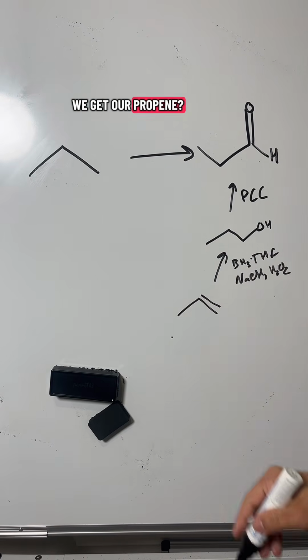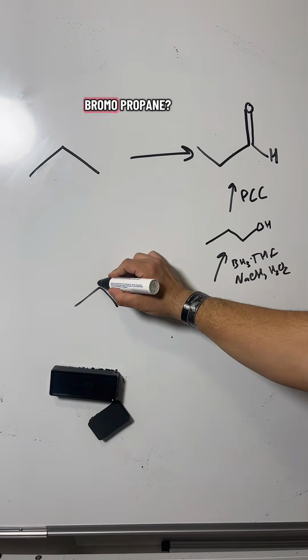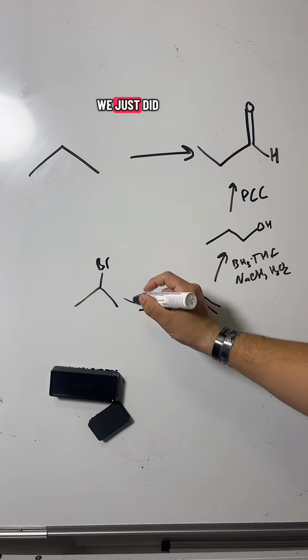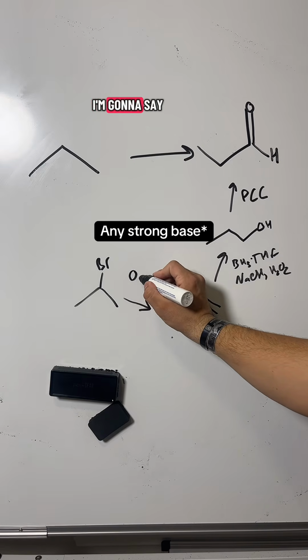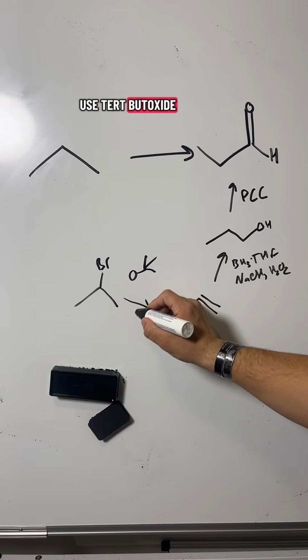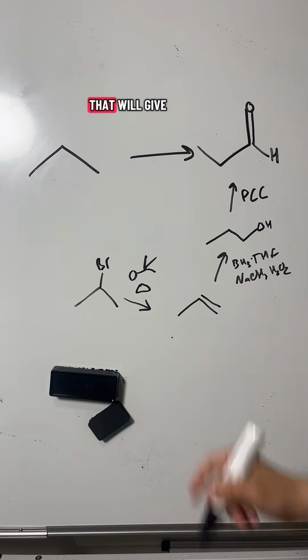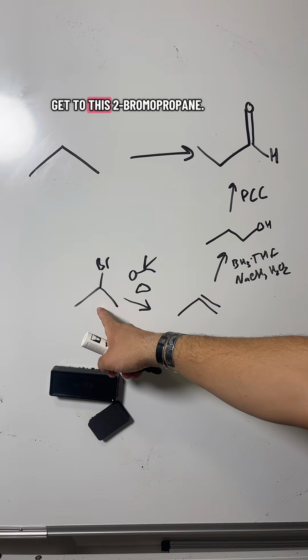Now, how do we get our propene? Well, what if we had 2-bromopropane? We just did an elimination reaction. So you can choose any base you like. I'm going to get a little crazy here. Use tert-butoxide and heat. That'll give us our elimination product. And then this is the final step to get to this 2-bromopropane.